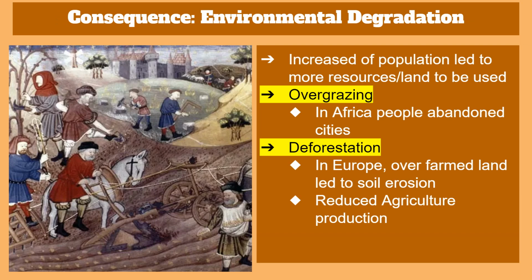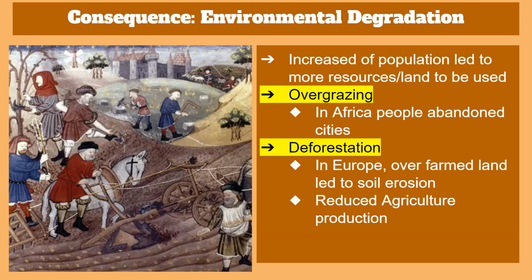Now, what were the bad things? The bad things that came for the environment due to the exchange of crops and these trade networks. Well, an increase of population led to more resources or land being used, which led to two major things. The first thing is overgrazing, and we see that mostly in Africa and the Middle East, where people overgraze the land with these new animals, and because of that, the land becomes unusable, and then people end up having to completely leave these cities because of lack of food and resources there.